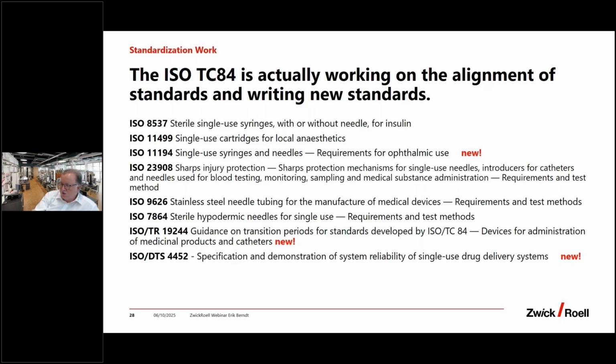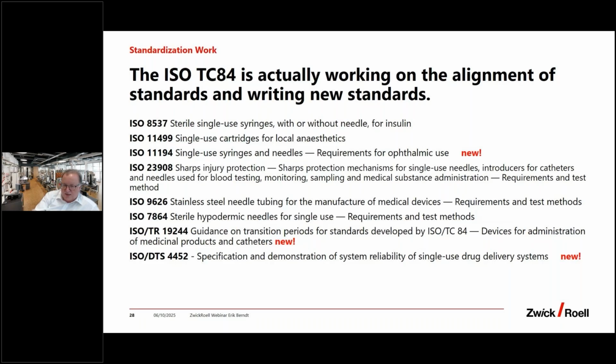But for sure, we also have some new standards coming up here, also the 11194, where we are looking at special single-use syringes for ophthalmologic use. Special new requirements in this, but I think it's an interesting market also. We have the technical reports here for the transition periods for standards. It's a quite important technical report coming up.